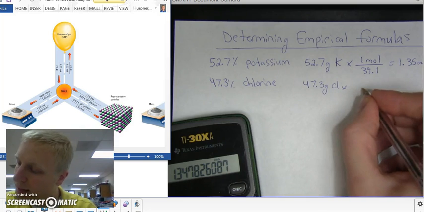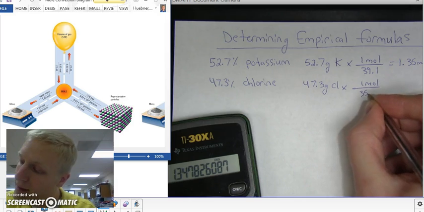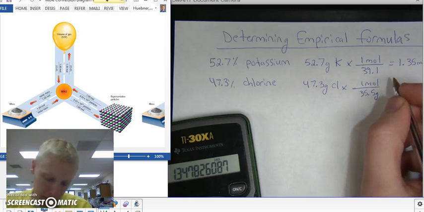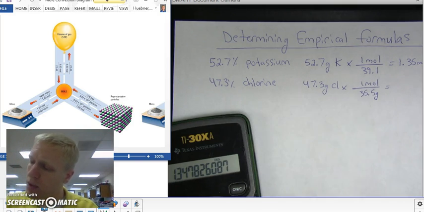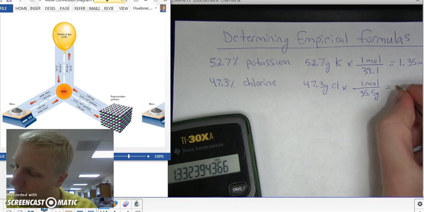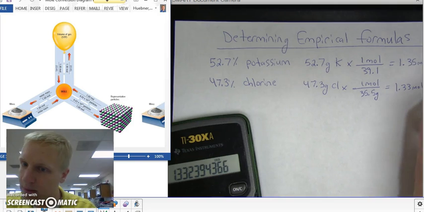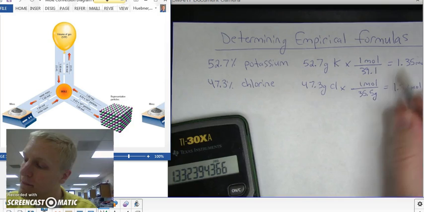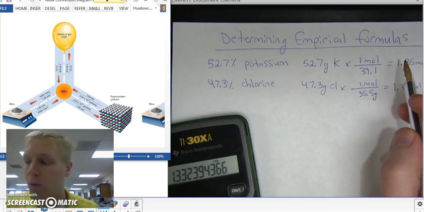I'm then going to convert my grams of chlorine to moles. For every 1 mole I have 35.5 grams of chlorine. And I know that by looking at the atomic mass on my periodic table. Alright, 47.3 divided by 35.5 gives me 1.33 moles. Again, I round to 3 sig figs because that's how many sig figs I started with, and that's chlorine. Alright, so now I have moles, but an empirical formula is the lowest whole number mole ratio.